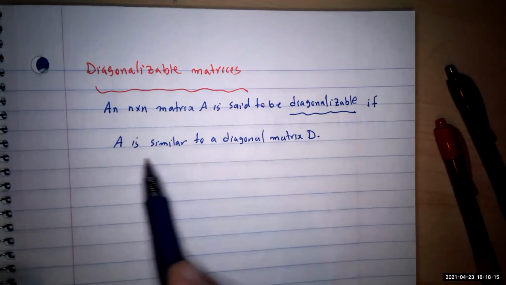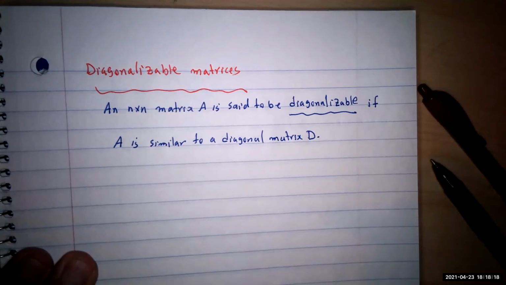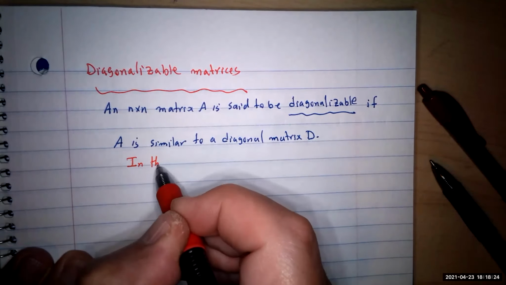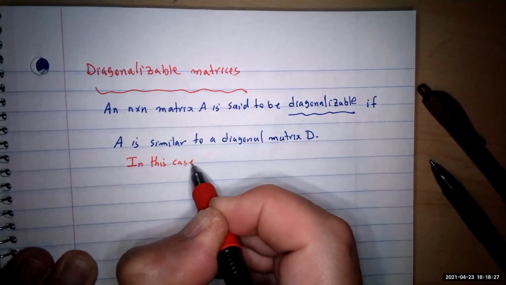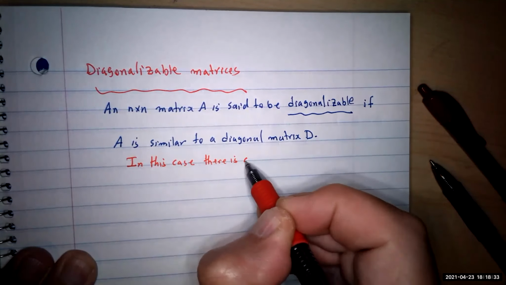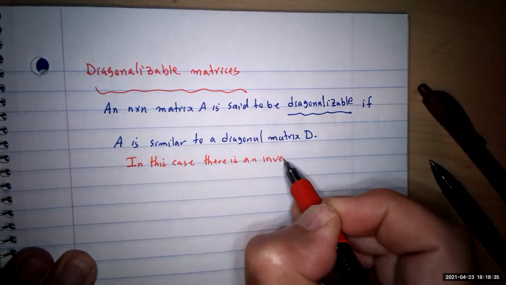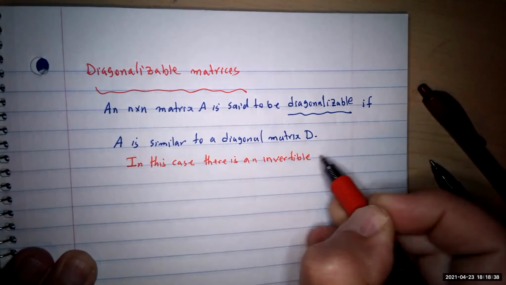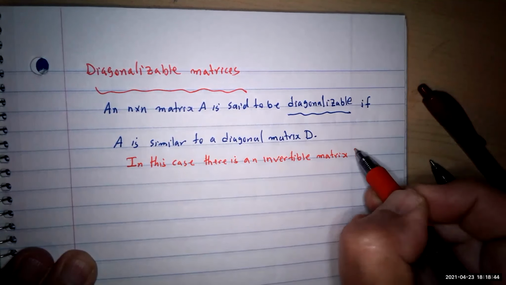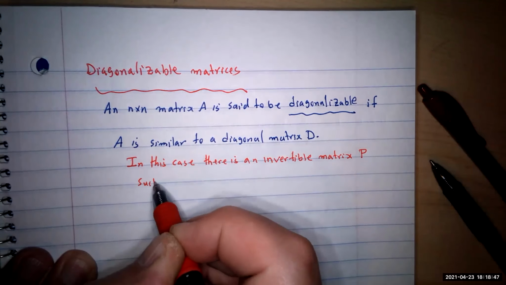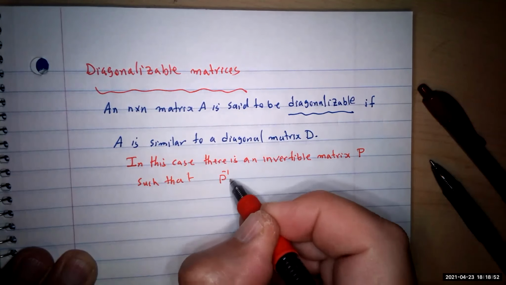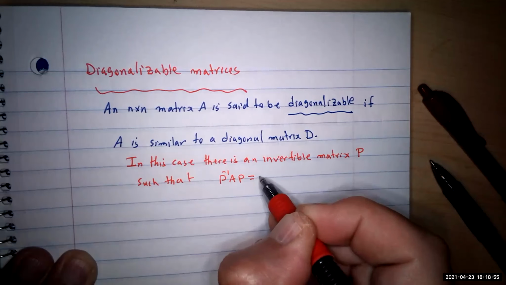So this means the similarity. In this case, there must be a third matrix. Remember, in this case, there is an invertible matrix P such that, just by the definition of similarity, P inverse A P is equal to D. That's it.